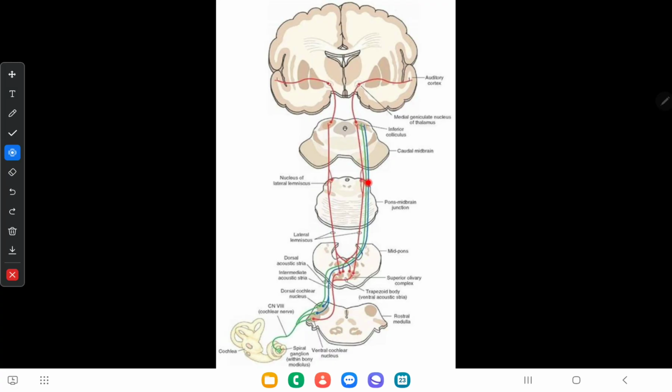Here, the neurons of the superior olivary complex, trapezoid nuclei, lateral lemniscus nuclei, and some neurons of the inferior colliculus are regarded as third order neurons in the auditory pathway. So, what are the third order neurons in the auditory pathway? The neurons of the superior olivary complex, the trapezoid nuclei, the lateral lemniscus nuclei, and some neurons of the inferior colliculus are considered as the third order neurons in the auditory pathway.